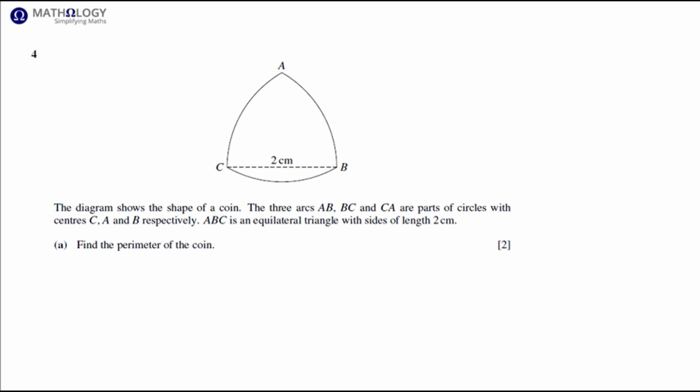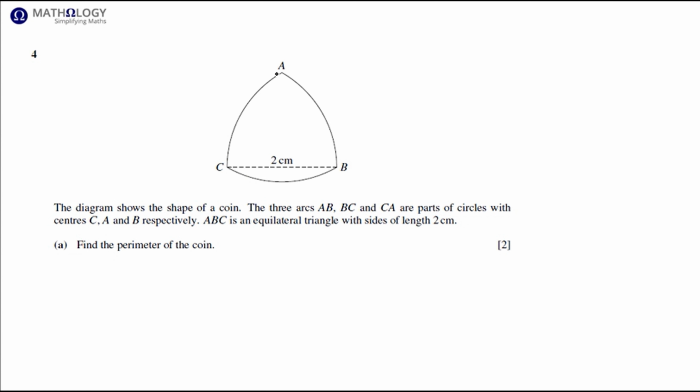The diagram shows the shape of a coin. The three arcs AB, BC, and CA are parts of circles with centers C, A and B respectively. ABC is an equilateral triangle with sides of length 2 centimeters. We are required to find the perimeter of the coin.